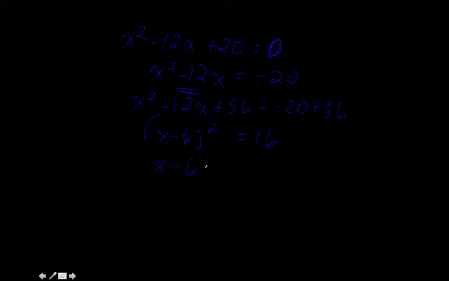So x minus 6 equals plus or minus 4. It's taking the square root on both sides. So x minus 6 equals 4, or x minus 6 equals negative 4. Adding 6, we get 2 and 10, which is what we would have gotten, x minus 2, x minus 10, if we factored. Okay, so this is completing the square.